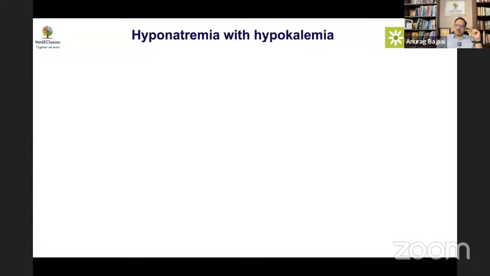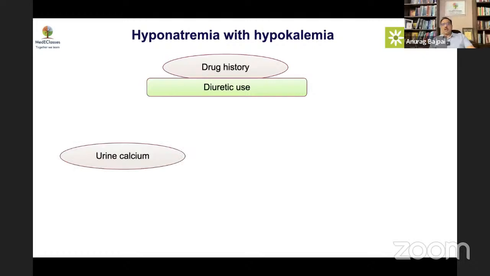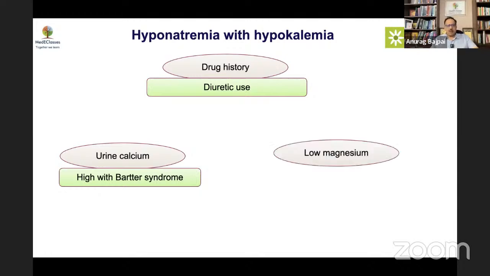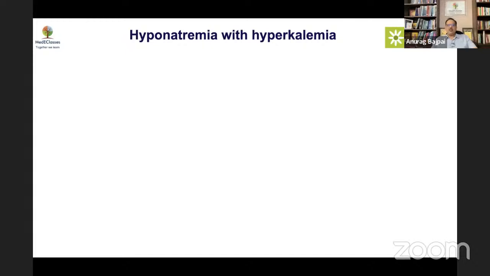Now, I have already said that potassium is an important clue. If you have somebody with hyponatremia with hypokalemia, this is unphysiological. If you have hyponatremia, you expect the potassium to go up. If you have hypokalemia and hyponatremia both, you are losing both of them either through the urine or through the intestine. So look for drug history. Diuretic use will become important. Look at urinary calcium. If the urinary calcium is high, this could be Bartter syndrome in the absence of diuretic use. If you have hypomagnesemia, you're dealing with Gitelman. Of course, diarrhea you have to evaluate.